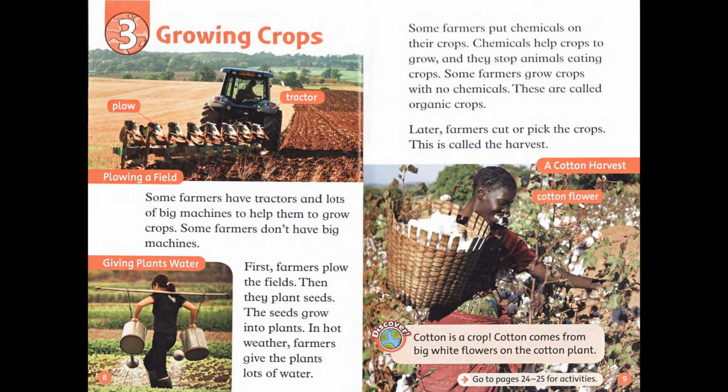Discover. Cotton is a crop. Cotton comes from big white flowers on the cotton plant.